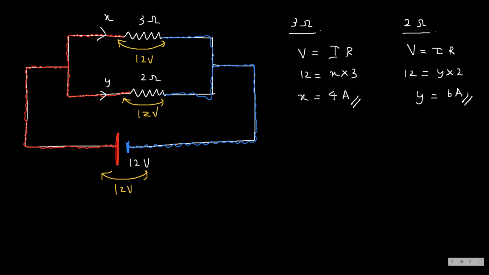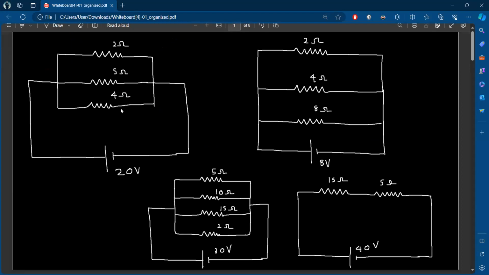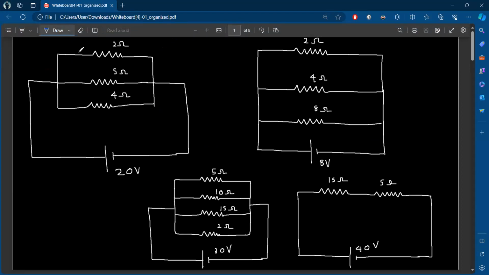Now I'm going to show you your homework tute. You have to go through these questions. Can you try this first one and tell me what is the current through 2 amperes, 5 amperes and 4 amperes?